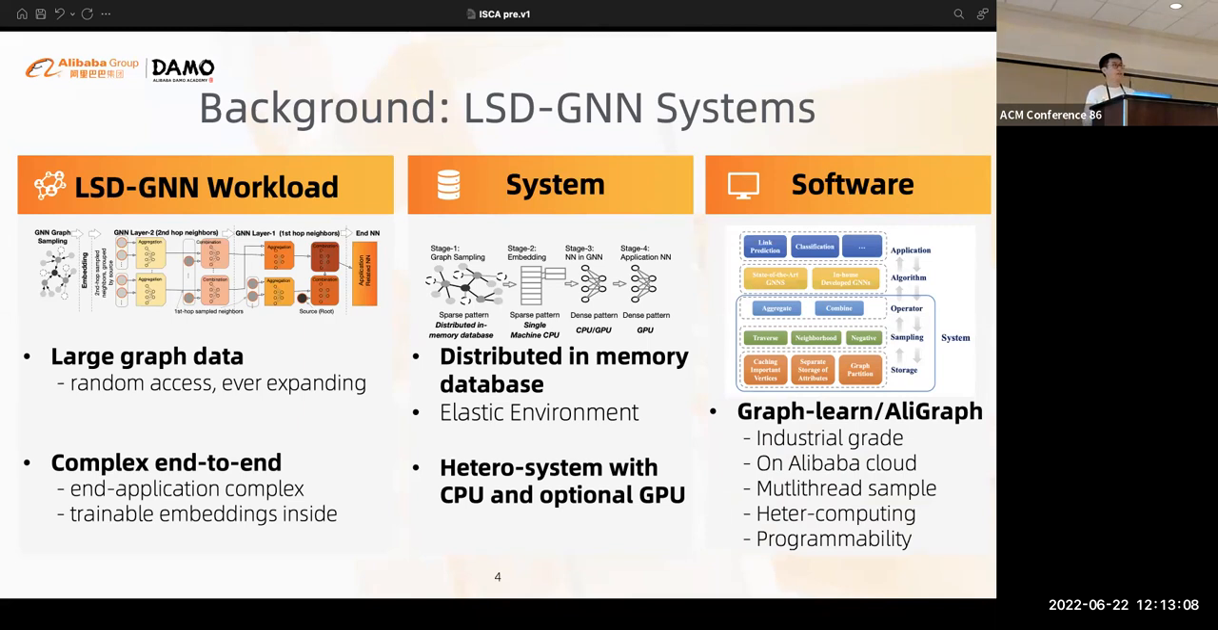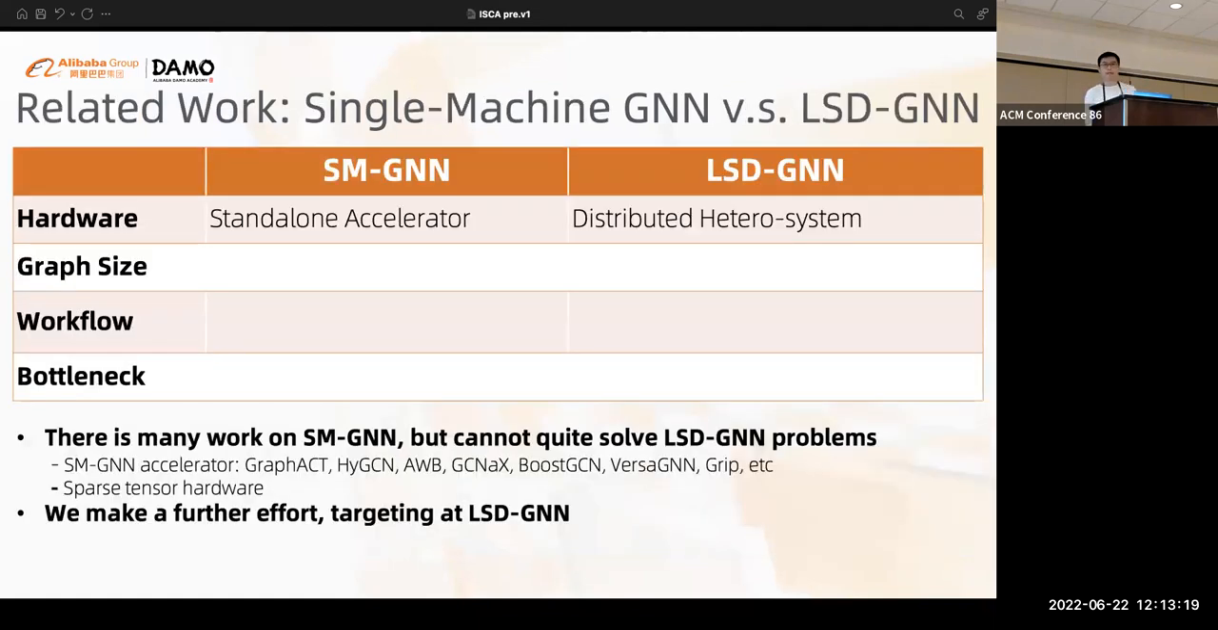After working on the algorithm and the software, this work mainly focuses on the hardware side, how to improve the efficiency for this workload. At the time we decided to work on them, we saw almost all the other work on what we call single-machine GNN. For that case, it's mainly focused on a standalone accelerator, focused on the problem with a relatively small graph that can fit in the HBM of a single machine.